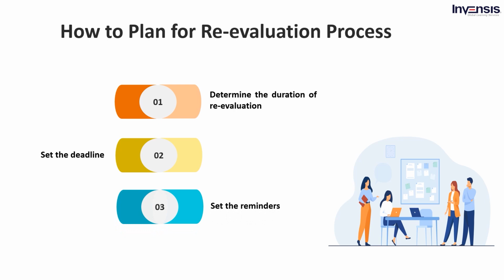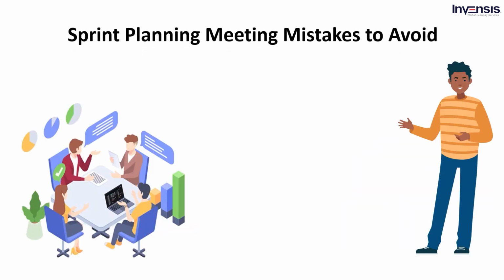Finally, let's conclude by saying the reevaluation process helps to have a clear vision of relevant objectives, focus on essential tasks on your list, and remove long plan discussions. The last part of the session includes common sprint planning meeting mistakes that one needs to avoid. Here are a few.